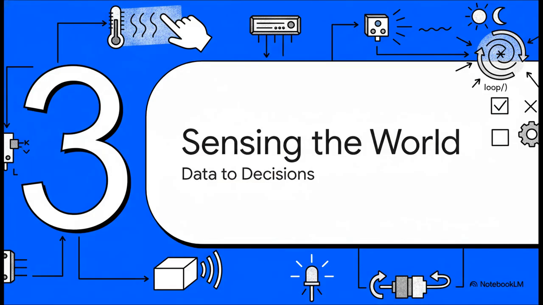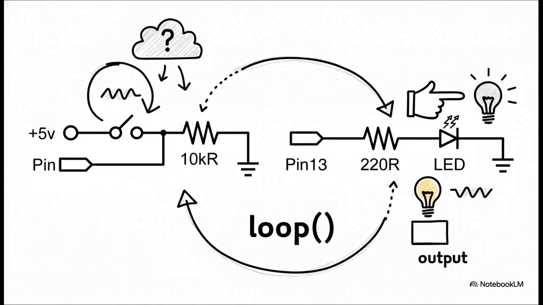But let's be real. The true power of Arduino is getting it to interact with the physical world. So let's see how that loop function becomes the brain behind reading data from sensors and making actual decisions. I mean, at its core, this is what physical computing is all about. The job of the loop is to constantly check the state of an input, like this switch on the left. Is it on? Is it off? And based on that information, it then decides what to do with an output, like turning this LED on or off.